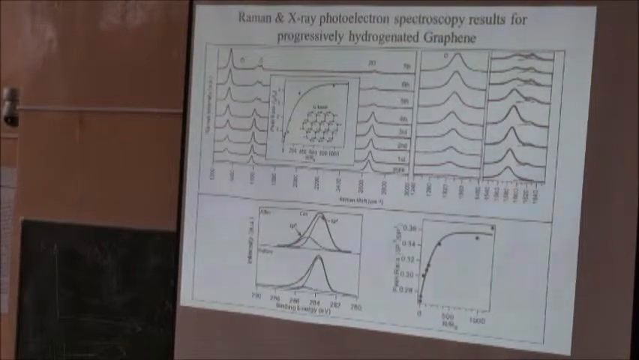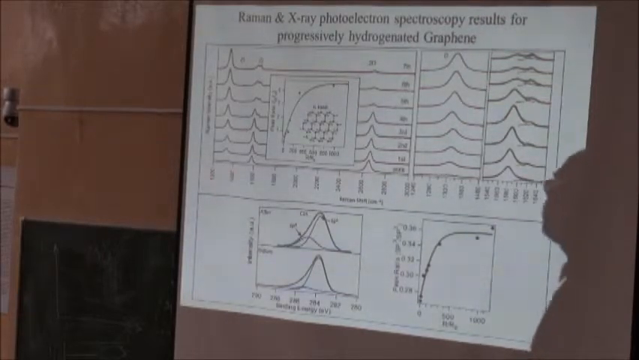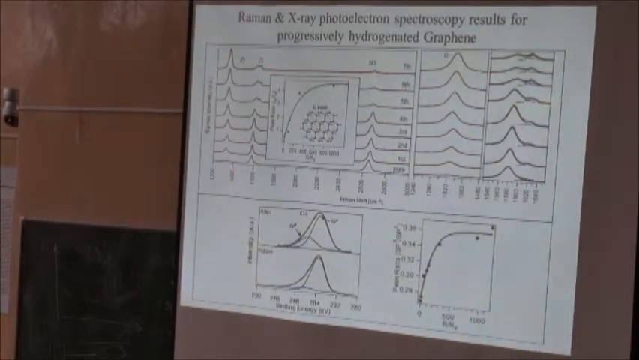Yeah. D band is sp3. So if you take diamond, it has a very strong D band. There's no G or 2D band. It's only a strong D band. sp3 is all D band.